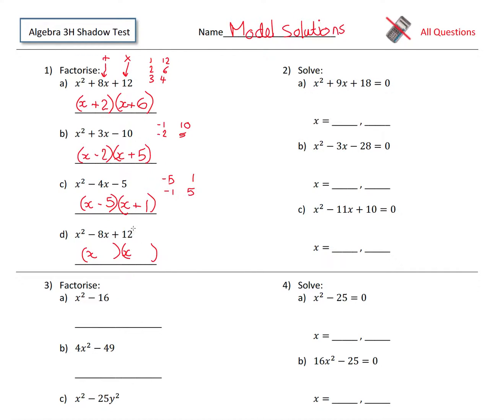Let's think about the factors of 12. We could have 1 and 12, or negative 1 and negative 12 in this case. We could have negative 2 and negative 6. We could have negative 3 and negative 4. Which of these adds together to make negative 8? It's actually negative 2 and negative 6. Very similar to the first one, this question, if you notice. Here we've got x squared plus 8x plus 12. Here we've got x squared minus 8x plus 12.